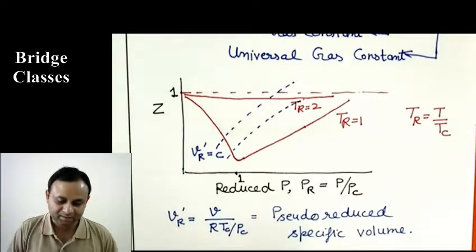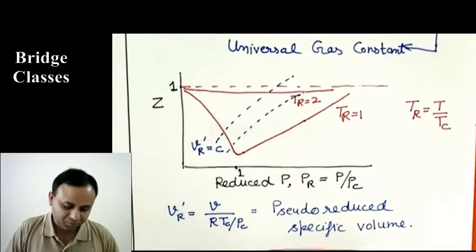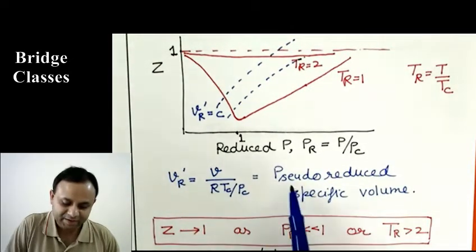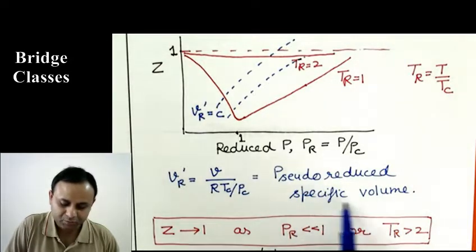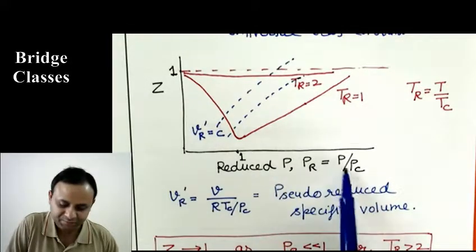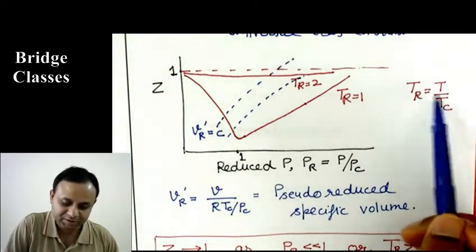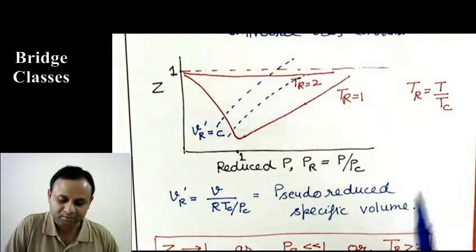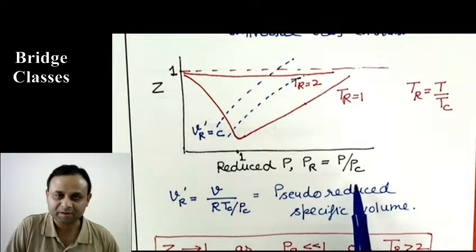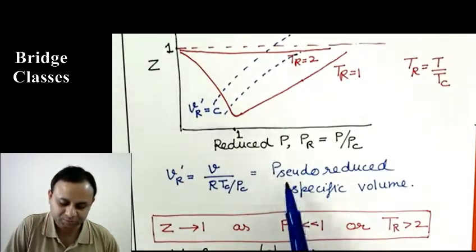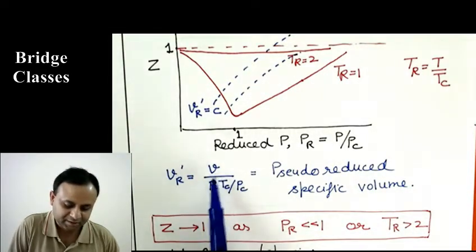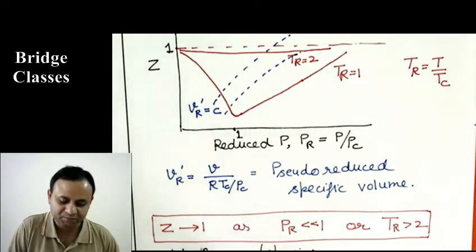On this plot we also have this VR prime. It is called pseudo reduced specific volume. Unlike reduced pressure, which was P over PC, and reduced temperature, which is T over TC, we can have reduced volume, which will be V over VC. But instead of reduced volume, we are using this pseudo reduced specific volume, which is defined slightly differently. This VR prime is V over RTC over PC.